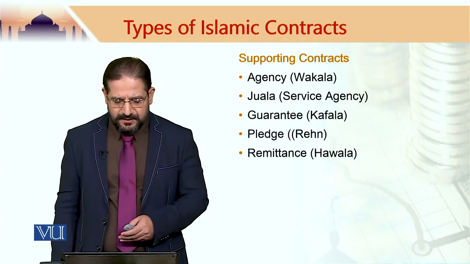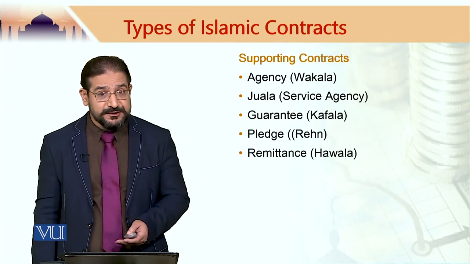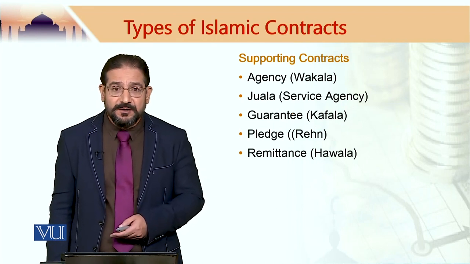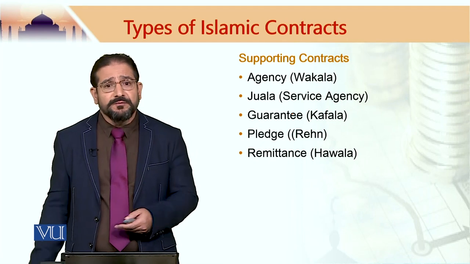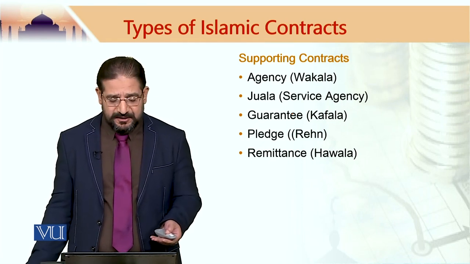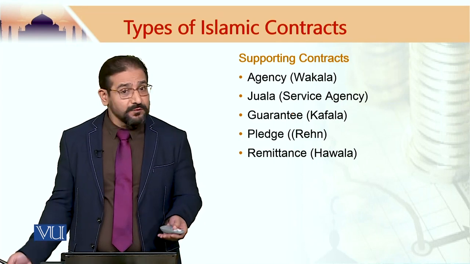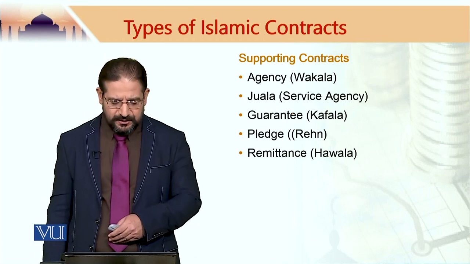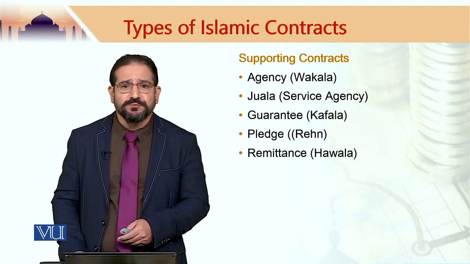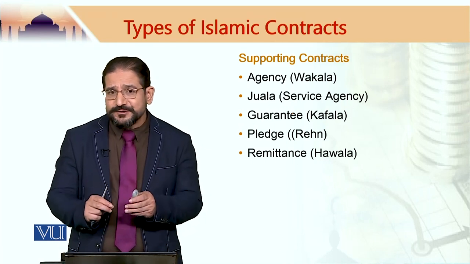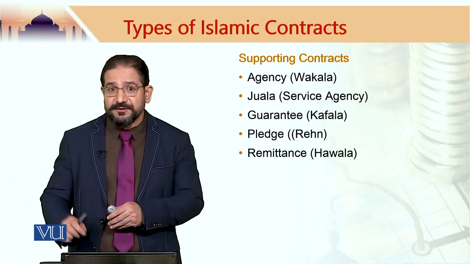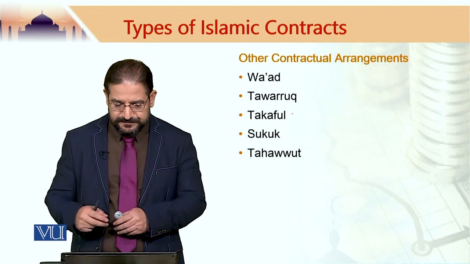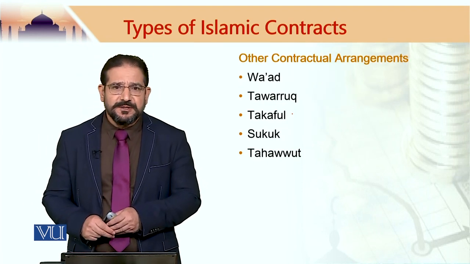Supporting contracts are many. We have a wakala contract, which is a form of agency. We have another agency contract called juala, which is a service agency contract. Then we have a guarantee contract called kafala, pledge rehen, which is also used in Urdu, and we have a remittance contract called hawala. So these are some supporting contracts which are used in conjunction with some other Islamic legal contracts to structure Islamic financial products.